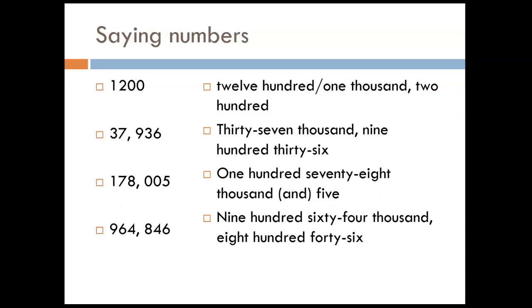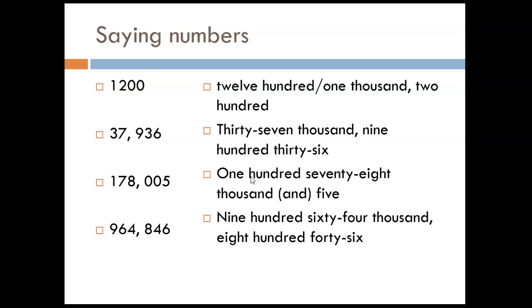We're going to look at some more ways of saying numbers. In this case, I could say twelve hundred or one thousand two hundred. Again, there's no S on thousand and there's no S on hundred. This next one, thirty-seven thousand. Notice the spelling with the hyphen. No S on thousand. Nine hundred thirty-six. Again, no S. When you get into larger numbers, it's easier just to break them down into separate segments.